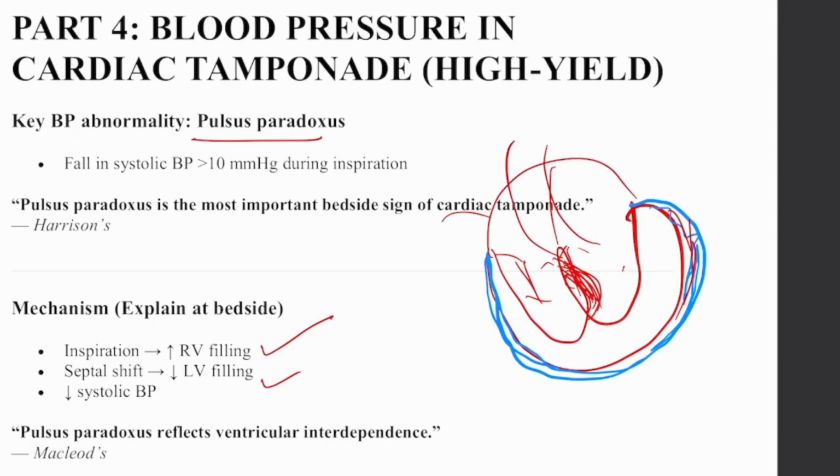So pulsus paradoxus often reflects ventricular interdependence. Even though we say right ventricle and left ventricle, right heart and left heart, the septum is common. Hope this point is clear.